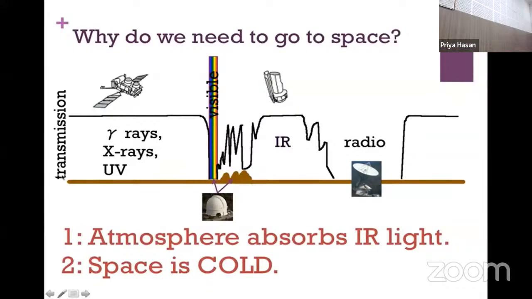Here I have a cartoon of transmission as a function of wavelength. If you're a gamma ray astronomer, an X-ray astronomer, or a UV astronomer, you have no choice. You have to go to space because those wavelengths really don't make it down to the ground at all. If you're an optical astronomer, of course, you can observe from the ground. If you're observing in the near infrared, it's really tough because you get all these small windows. All these absorption bands are caused by water, carbon dioxide, oxygen, molecular absorption bands from our atmosphere, which, I for one am really glad that we have lots of oxygen down on the ground, but it makes it really hard to do infrared astronomy from the ground.